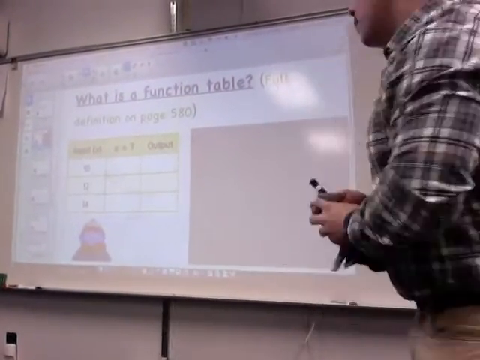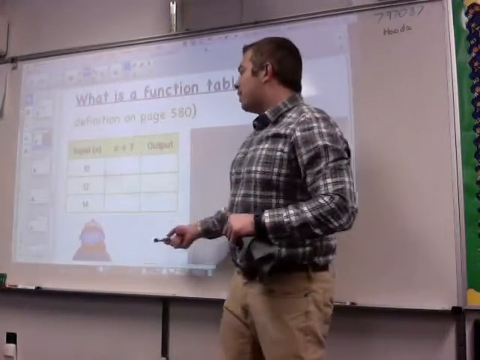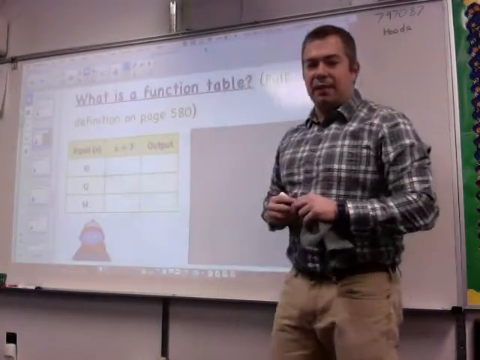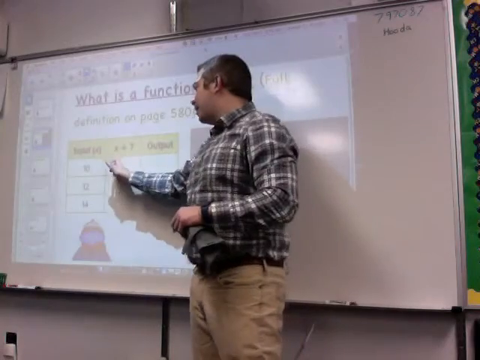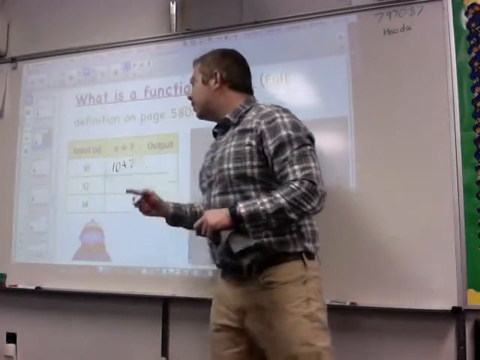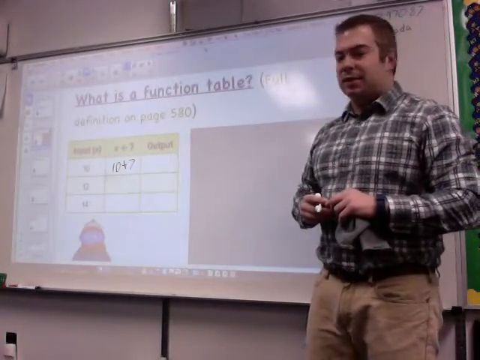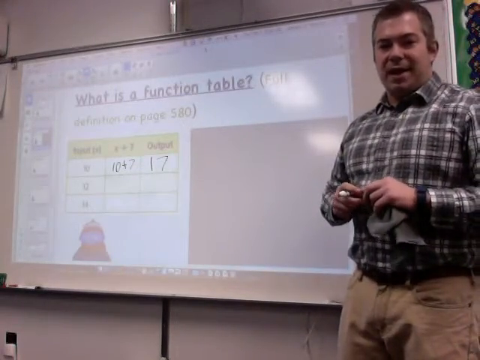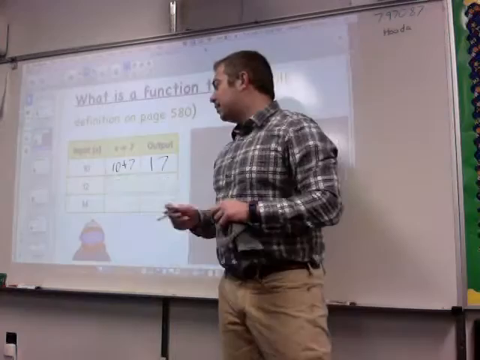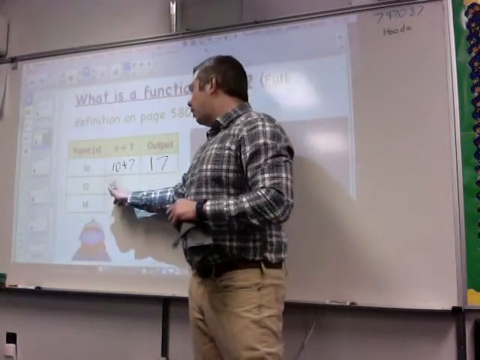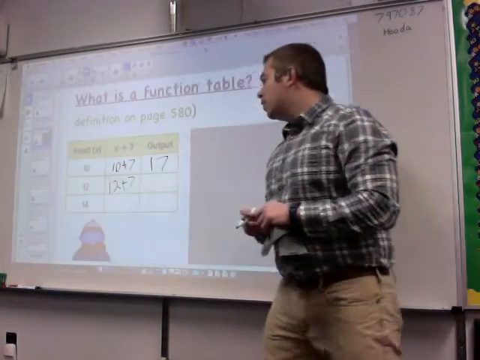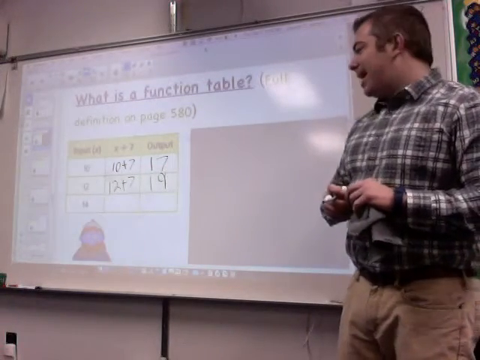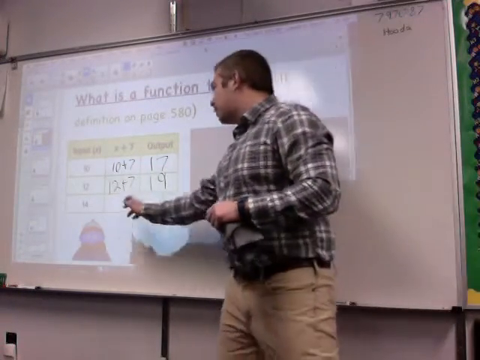Okay. Well, for example, right here we have an input of 10 for x, and I have x plus 7. So really, it's 10 plus 7. So when I input my 10 for my x, I will get 17 as my output. Okay, my next input is 12. If you can't see that, it says 12. 12 plus 7 will equal 19, so my output's 19.